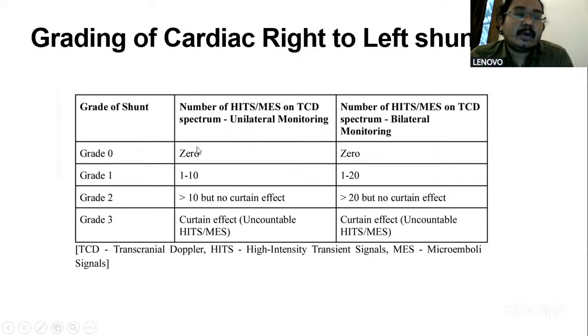So grade 0 has 0 microembolic signals. Grade 1, 1 to 10. Grade 2, more than 10. Grade 3 is a curtain effect. The previous video which we have seen is a curtain effect, where you cannot count how many microembolic signals have happened. So this is for the unilateral monitoring and this is for the bilateral monitoring. Just the numbers differ, but things remain the same.